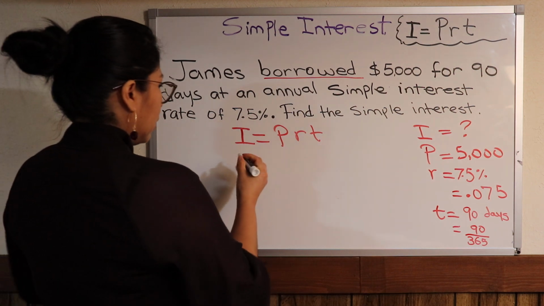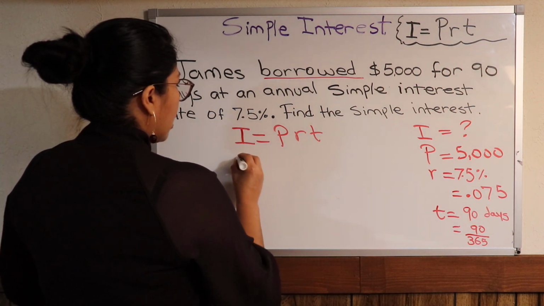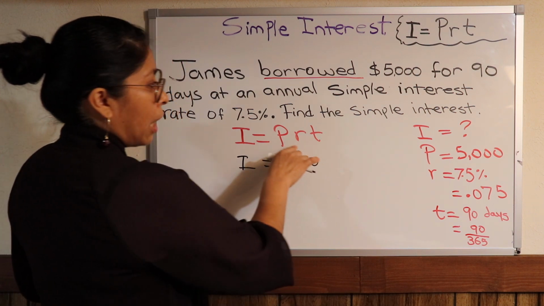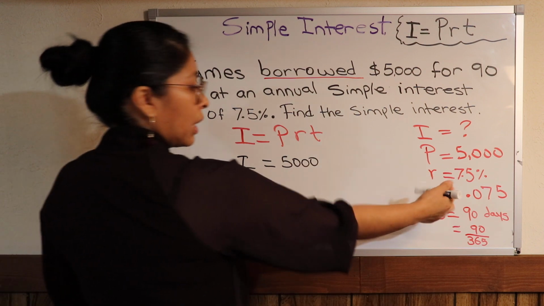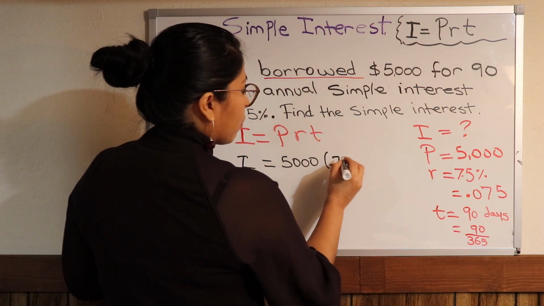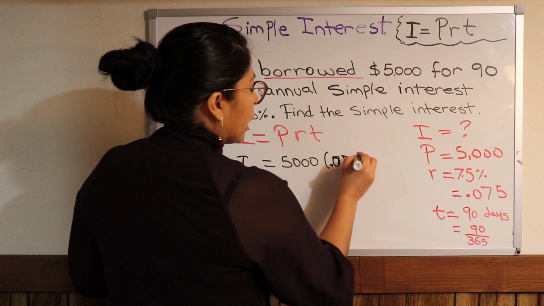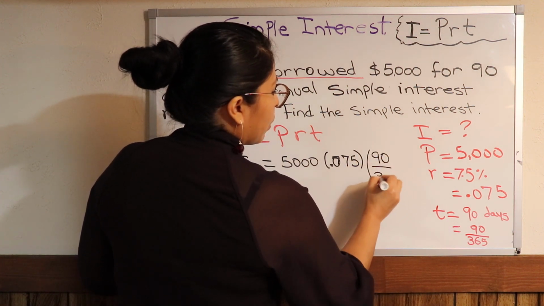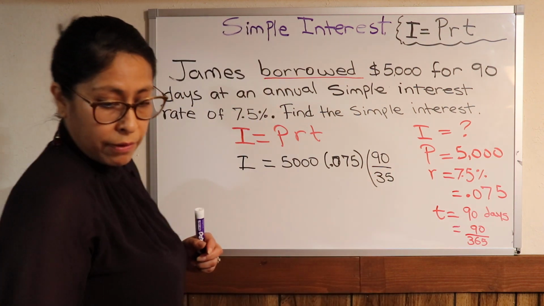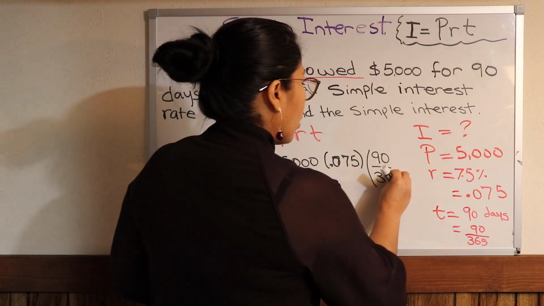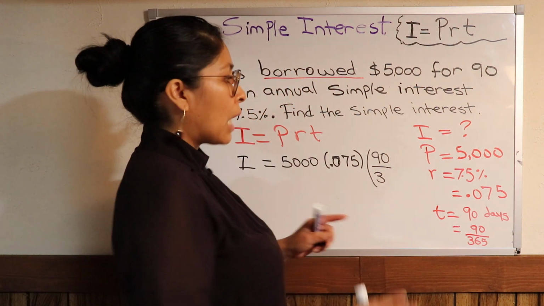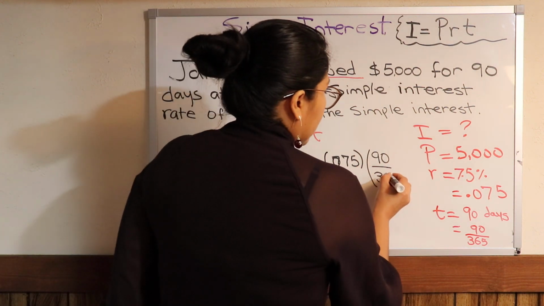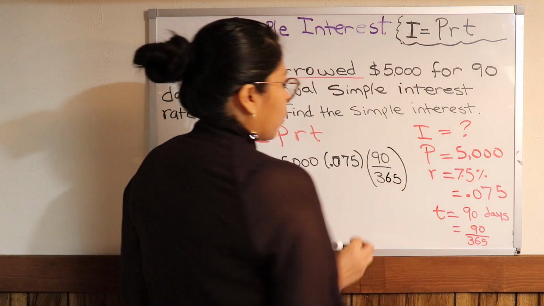So I have here I equals 5,000. Now the percent rate is in decimal, so it's going to be 0.075 times 90 over 365. Why am I changing this? Because the time, remember, it must be in years, so it's going to be 90 over 365 right here. So I have that.